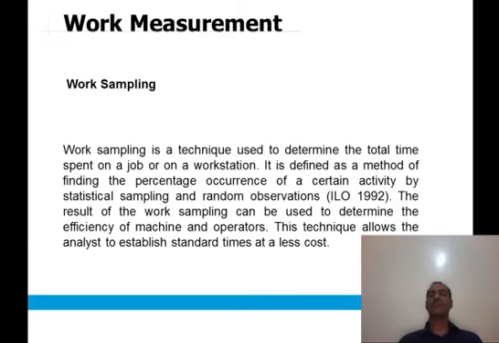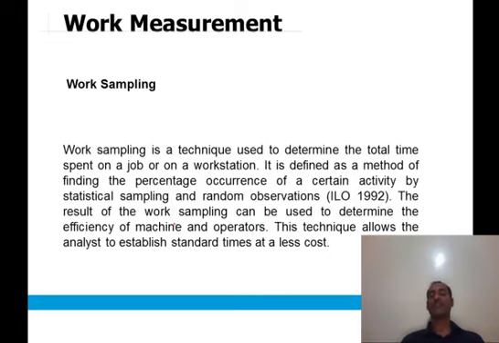It is defined as a method of finding the percentage occurrence of certain activities by statistical sampling and random observations. This is work sampling. It is a method to find the percentage occurrence of certain activities by statistical sampling or by some calculation. We will come to these points. The results of work sampling can be used to determine the efficiency of the machines and operators.